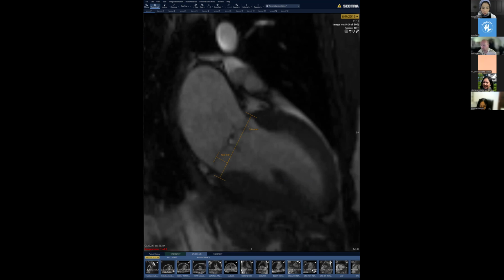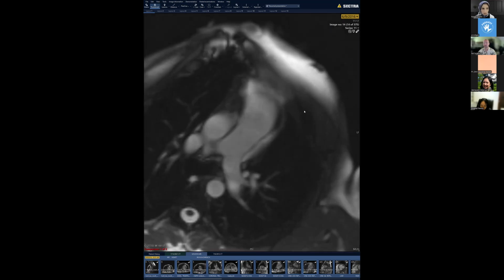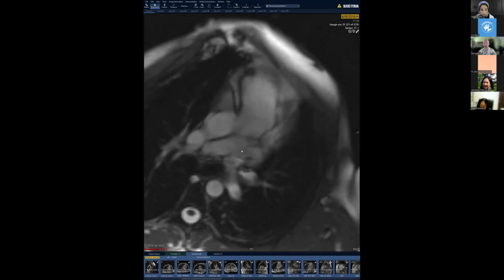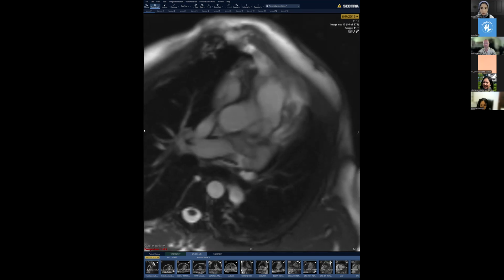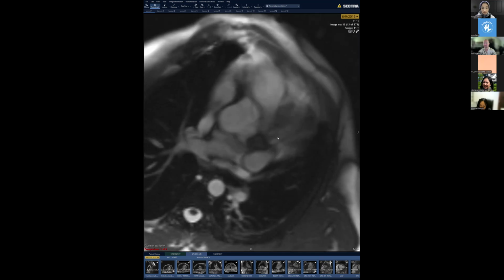And like I said, it would be important to check this out in other views as well. So let's go into the 4-chamber view. We're going to scroll down slowly. This is the level of the pulmonary artery. We're getting into the aortic valve.